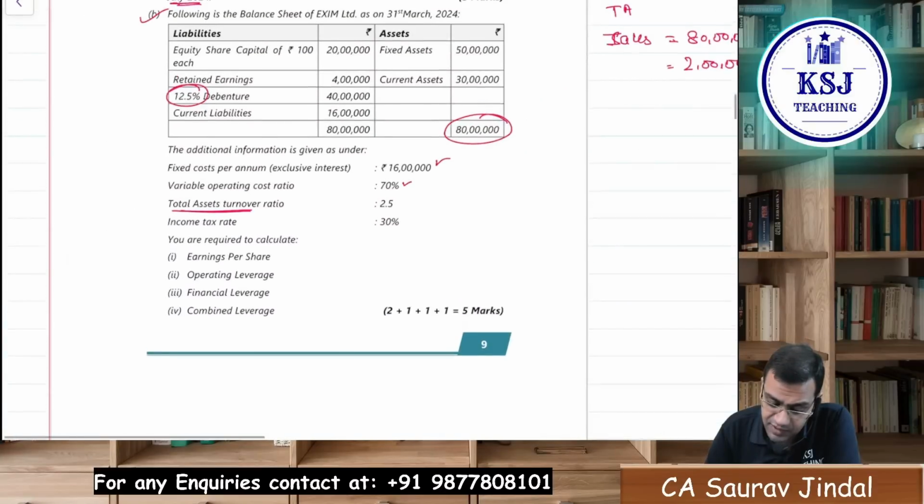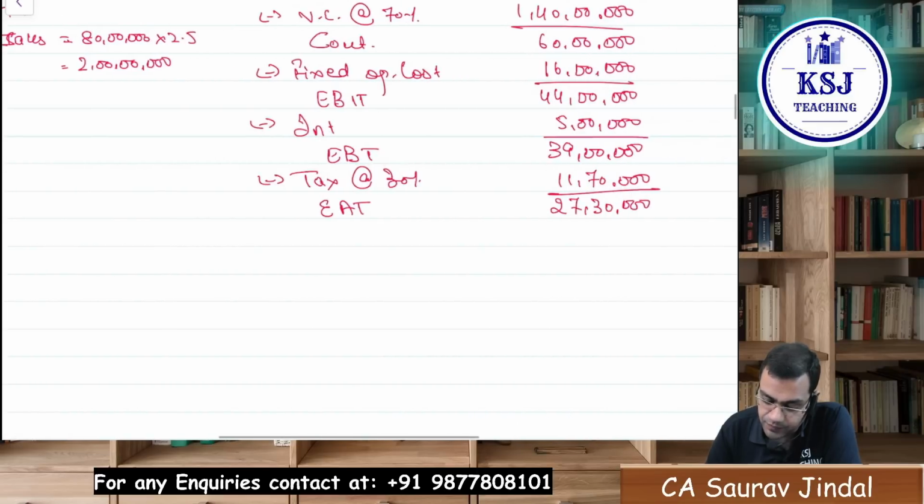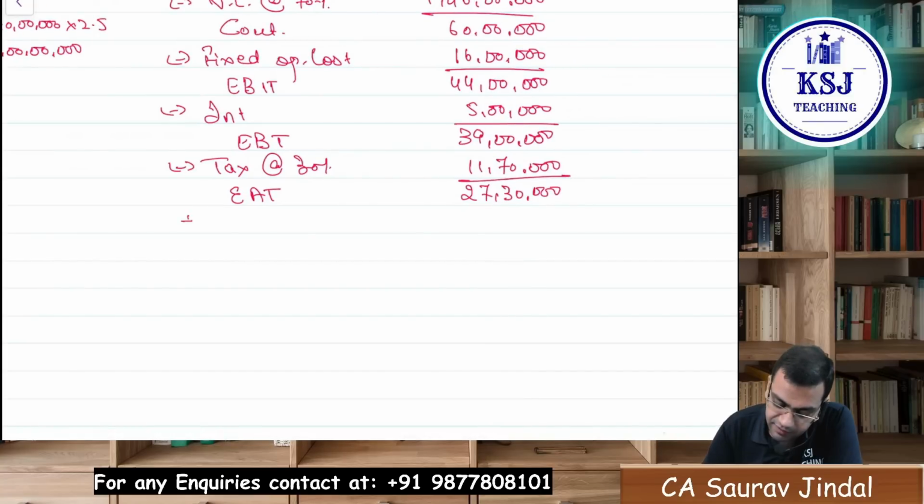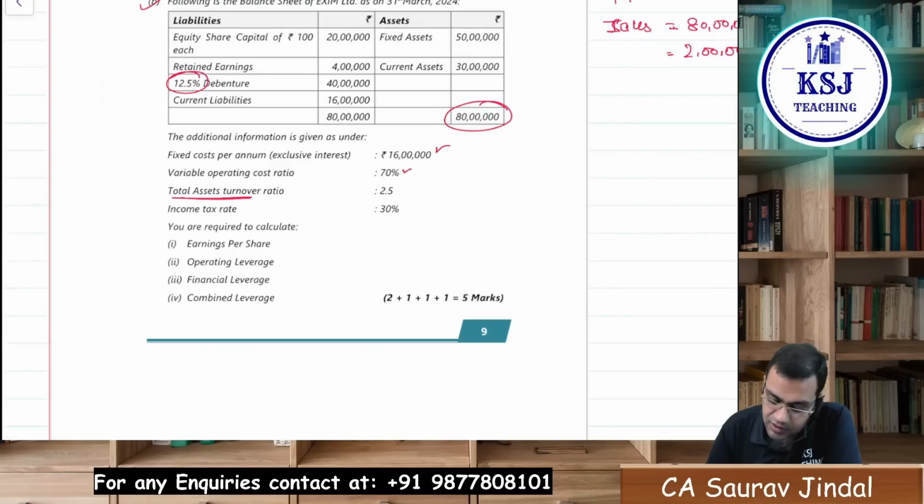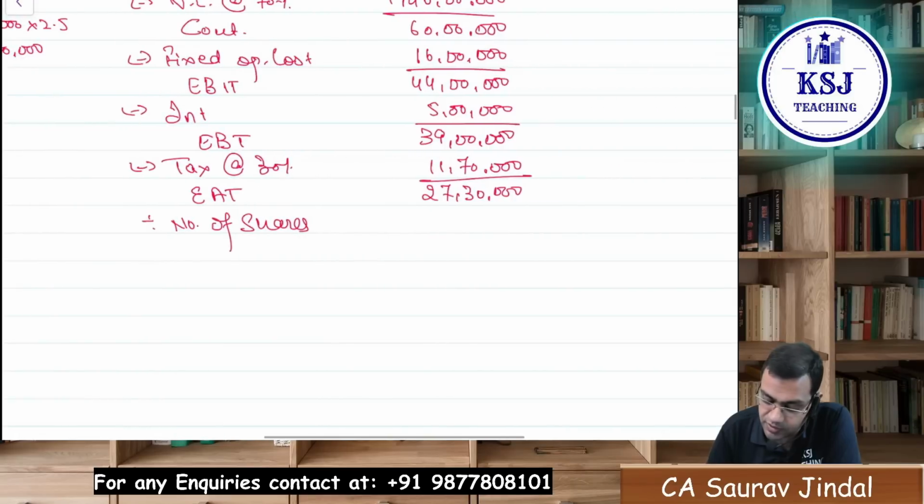Any preference dividend, sir? Any preference holding? No, sir, no preference holding, right? This is your EAT divided by number of shares. What will be the number of shares that you will have? Sir, 20,000 shares of rupees 100 each. So what will be your EPS?